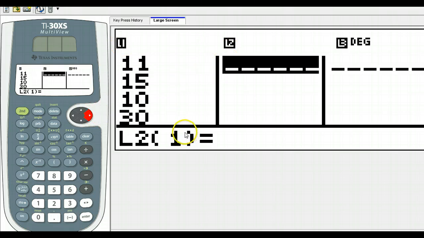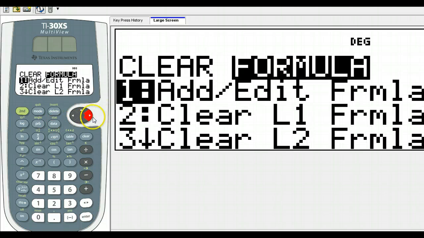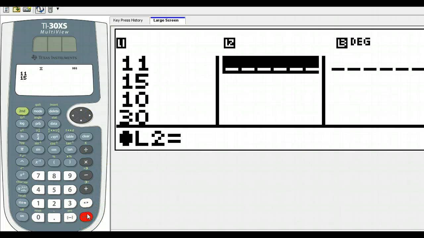We are going to create a formula for this column. So you have to be in column 2 to do this. Everything's all about the data button. So hit your data button right now. See where it says formula? We're going to make a formula, so go over to that. Automatically, item 1 is highlighted, add, edit, formula. We're going to add a formula, so just hit enter.